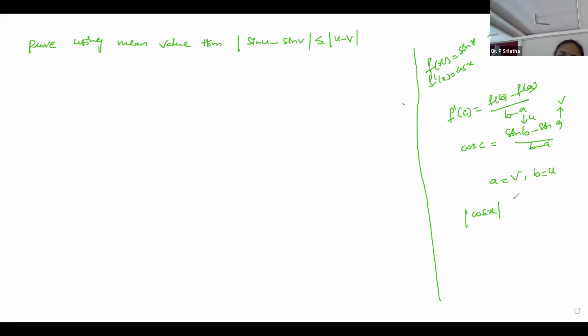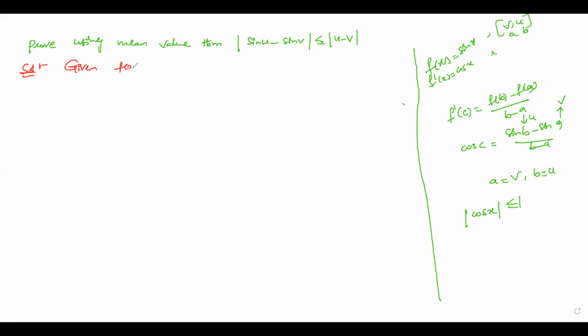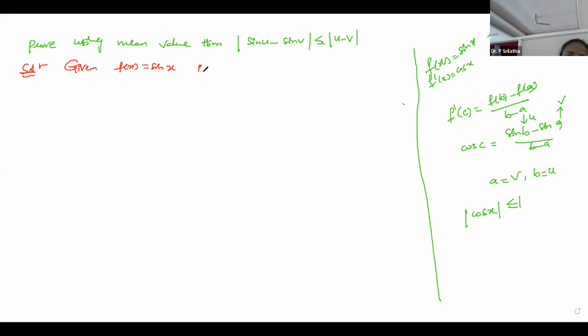So modulus of cos x is always less than or equal to 1. So what is our function here? Our function is sin x. f of x equals sin x. So what about the limits? Directly here I am writing v comma u. Here the limits are v comma u.